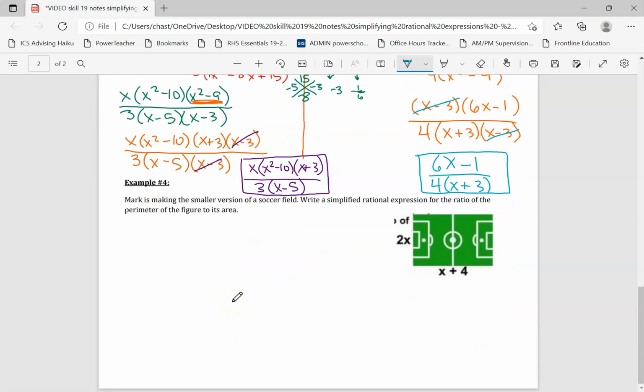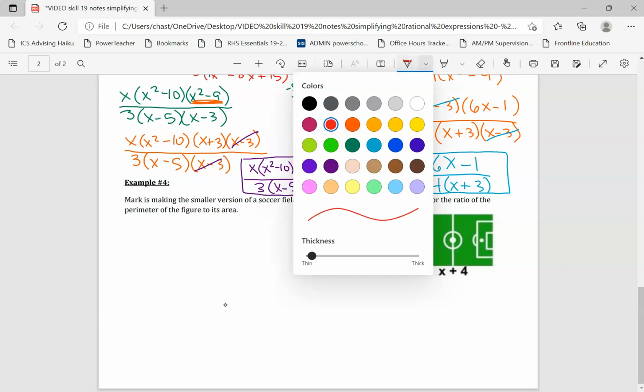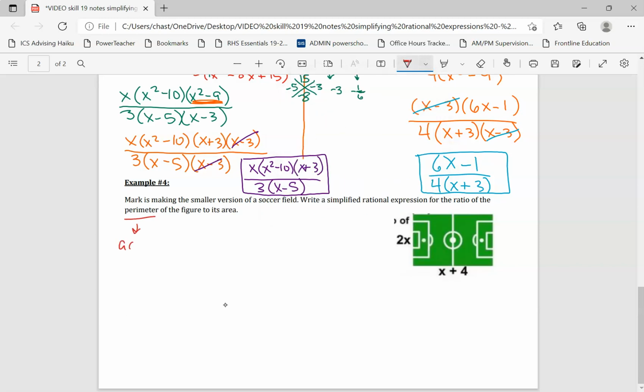Okay, last piece here, and that's going to be how to apply this to a certain situation here. So let's say Mark is making a smaller version of the soccer field that we see here. Write a simplified expression for the ratio of the perimeter to the area. Okay, so perimeter, add all the sides. Sorry, area, length times width.